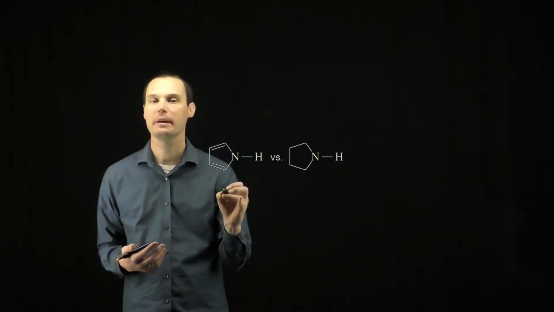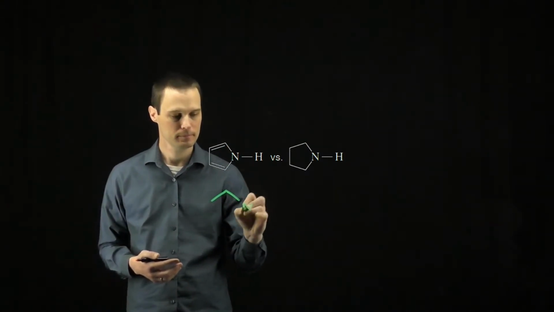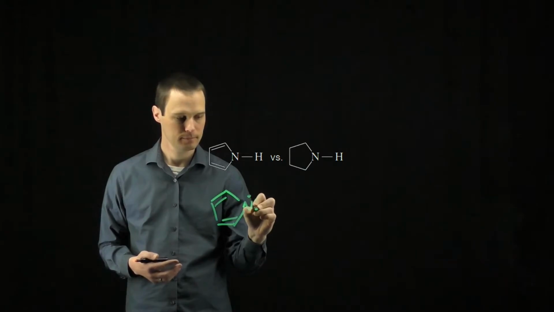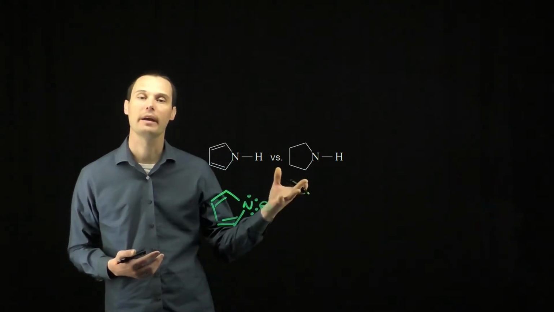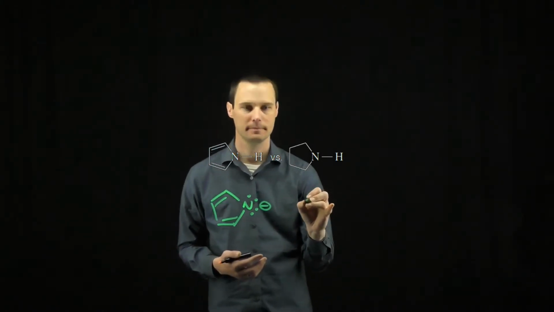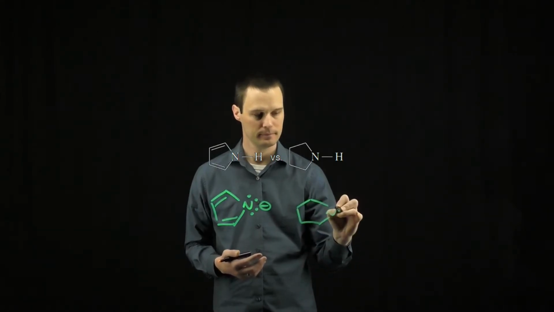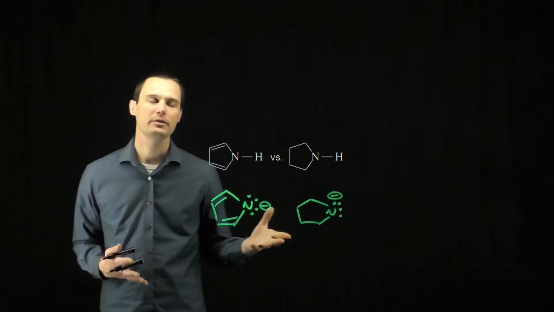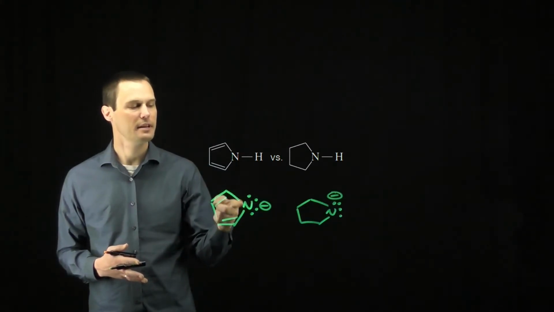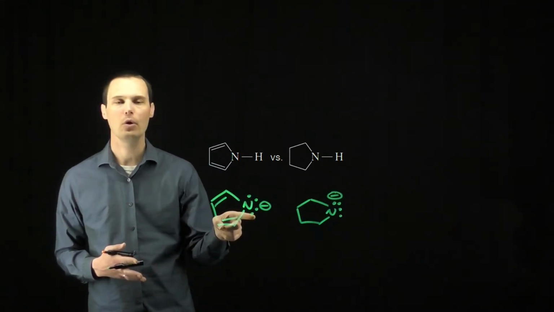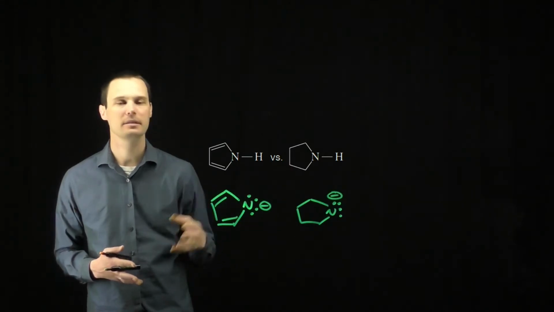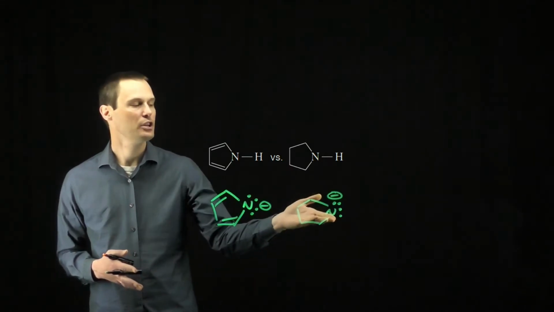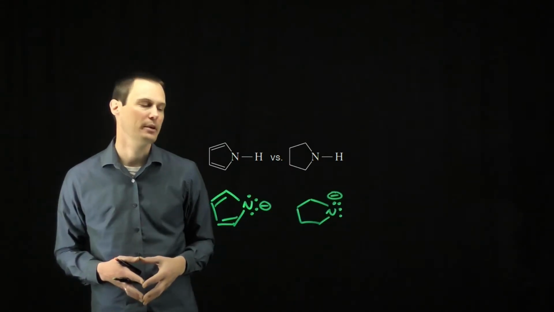Let's draw the conjugate base of pyrrole. And let's draw the conjugate base of pyrrolidine. Looking at these two conjugate bases, what I want us to focus on is that the lone pairs of electrons on the pyrrole anion can be stabilized by resonance with the double bonds. The conjugate base of pyrrolidine cannot be stabilized by resonance.